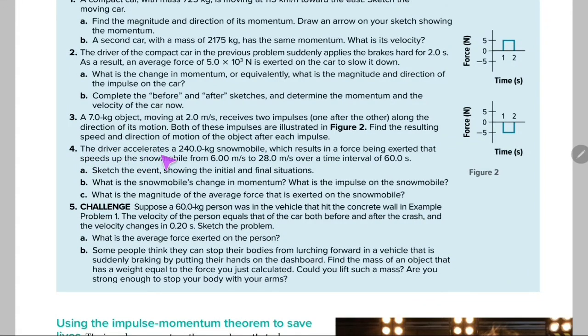The driver accelerates a 240 kilogram snowmobile, which results in a force being exerted that speeds up the snowmobile from 6 meter per second to 28 meter per second over a time interval of 60 seconds. A. Sketch the event showing the initial and final situations. B. What is the snowmobile's change in momentum? What is the impulse on the snowmobile? What is the magnitude of the average force that is exerted on the snowmobile?